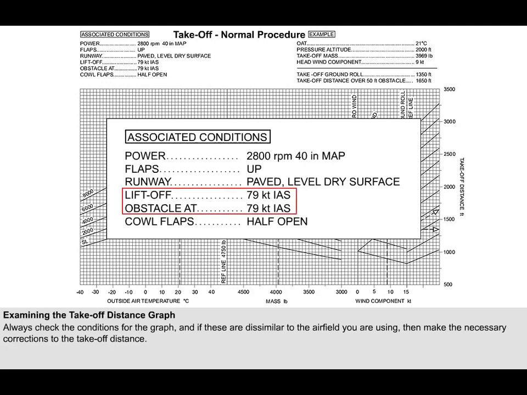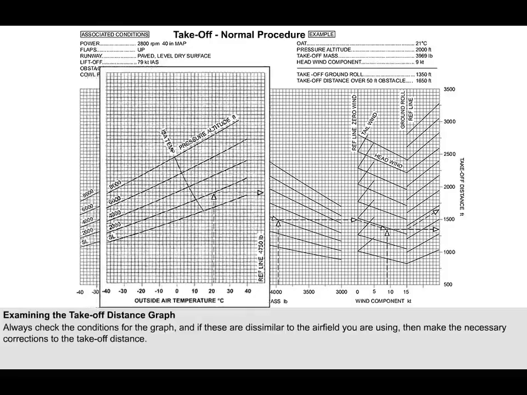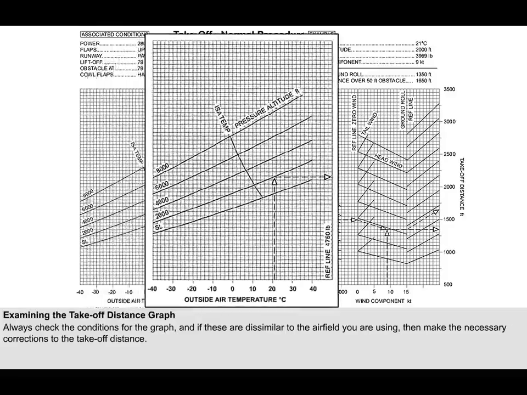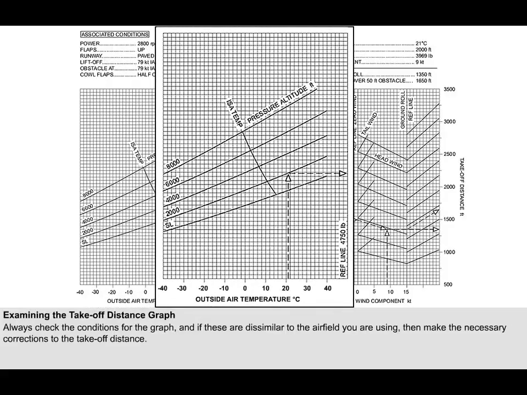Notice the liftoff and obstacle speeds. In this case, the obstacle speed is the takeoff safety speed. A pilot must adhere to these accurately because they are the speeds which have been used to construct this graph. If a pilot were to deviate from these speeds, the required aircraft performance would actually not be achieved. Having looked at the various bits of information around the graph, let's now examine the graph itself.